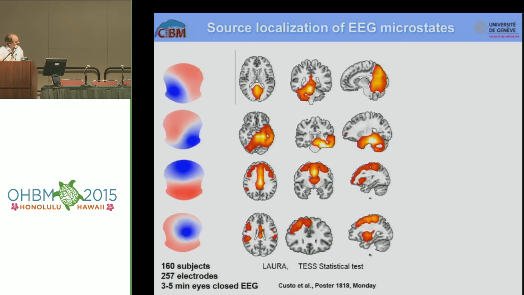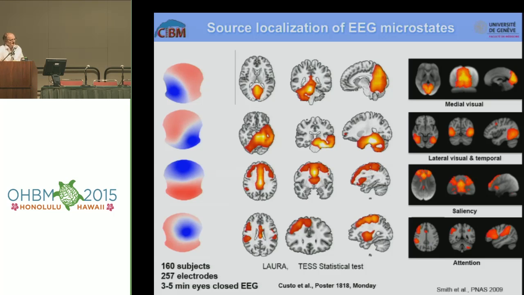We then identified, in these 160 subjects from the pool that I presented before with 257 electrode recordings, the first one as being generated in the visual cortex, the second one more visual and parietal temporal, if you want, the third one very clearly anterior cingulate frontal activity, and the fourth one being more of a frontoparietal distribution rather on the left side. And interestingly, they quite nicely correlate with functional MRI resting states. If you have time, you can see the poster of Anna Custo presented on Monday, very nicely correlating with fMRI resting states.